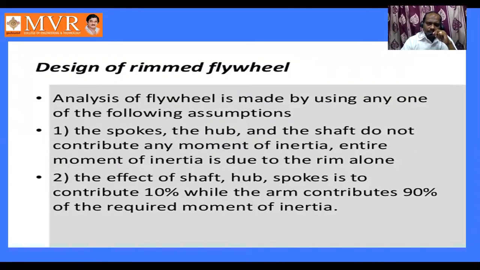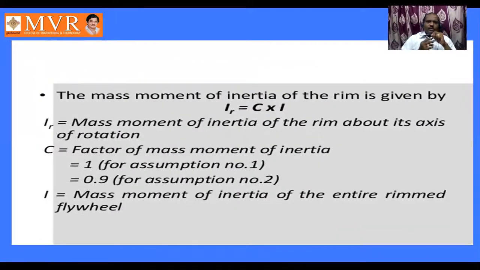Already we have listened about the disc type. This is about the rim type. In the rim type, we have to consider only 90%. We have to exclude spokes, hub, and shaft like that. So if you observe, the mass moment of inertia of the rim is given by IR is equal to C into I. IR is the mass moment of inertia of the rim about its axis of rotation. C is the factor of mass moment of inertia, 1 for assumption 1, 0.9 for assumption 2.